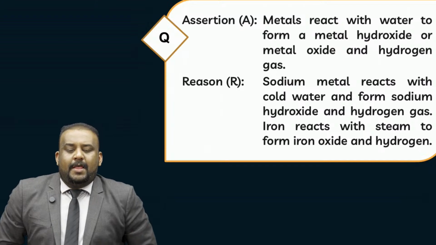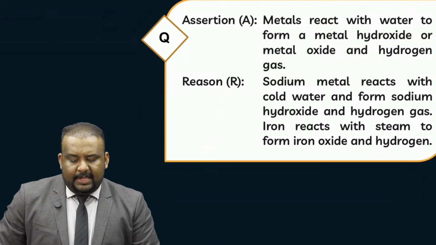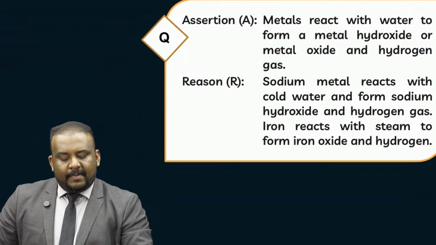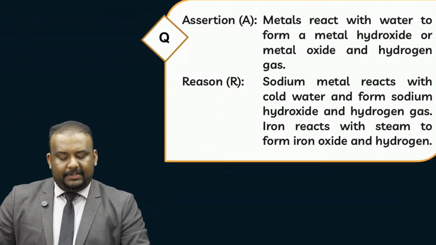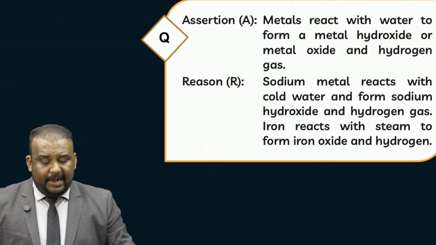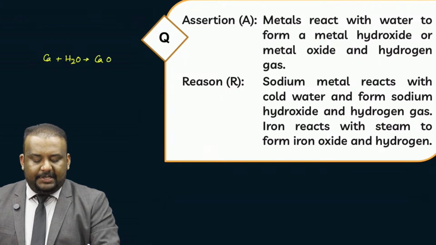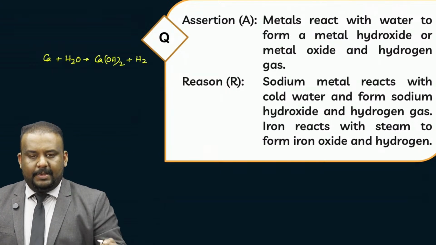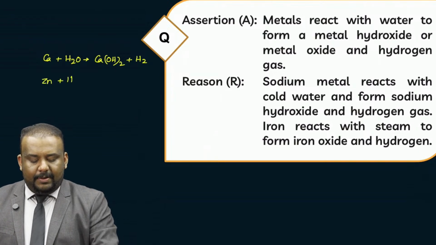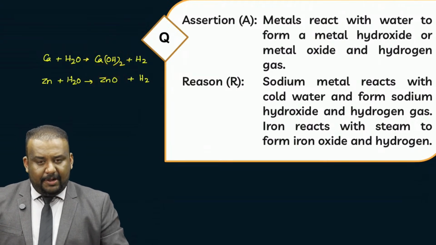The next question. Metals react with water to form a metal hydroxide or metal oxide and hydrogen gas. Is that assertion statement true? See, I already explained this regarding metal plus water. For example, calcium plus water is going to give you calcium hydroxide plus hydrogen. But if you go ahead with metals like zinc, it will form oxide plus hydrogen. So some of them form hydroxides, some of them form oxides. Clear? Depending on which metal you are taking.